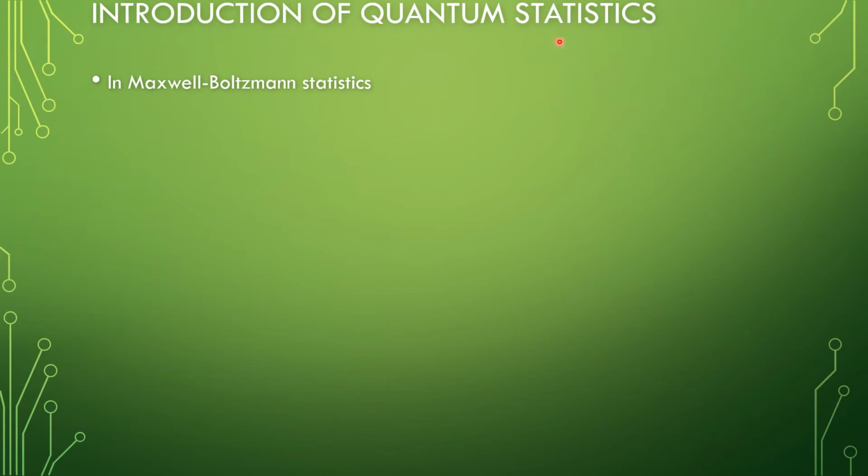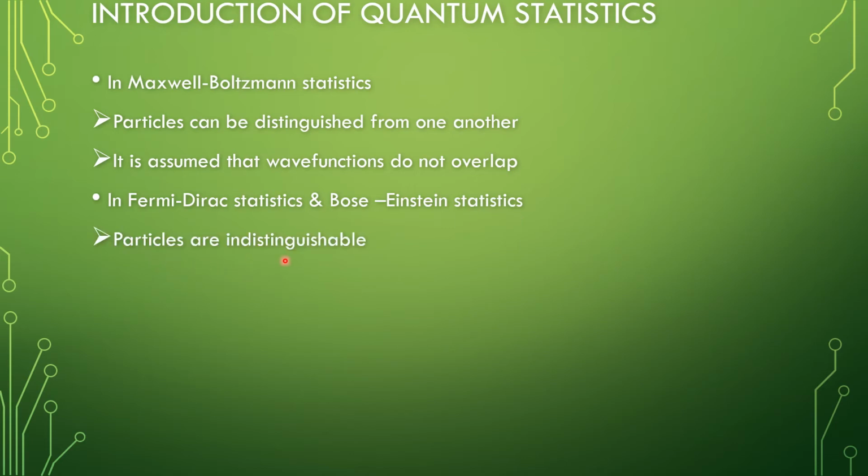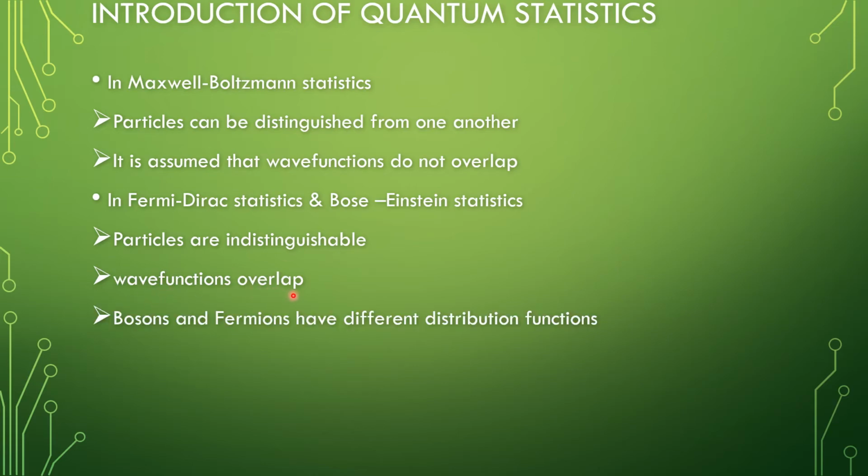Introduction to quantum statistics. In Maxwell-Boltzmann statistics, particles can be distinguished from one another. It is assumed that the wave functions do not overlap. In Fermi-Dirac statistics and Bose-Einstein statistics, particles are indistinguishable. The wave functions overlap. Bosons and fermions have different distribution functions.